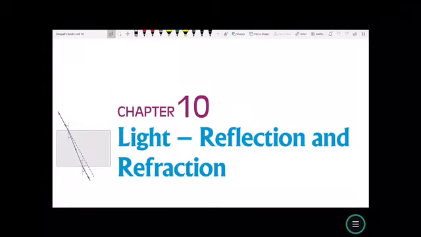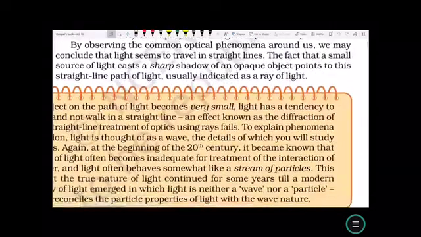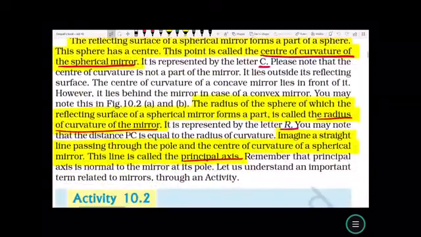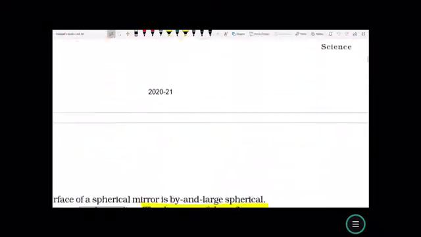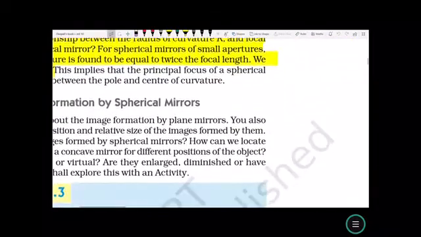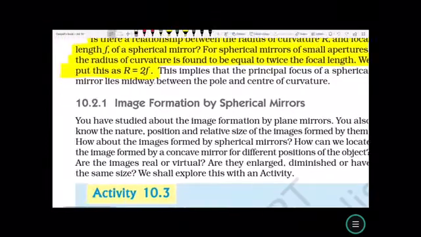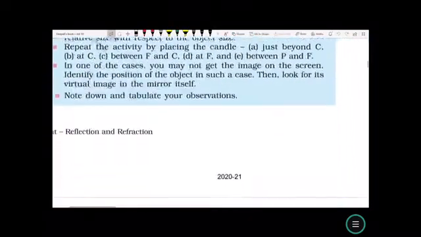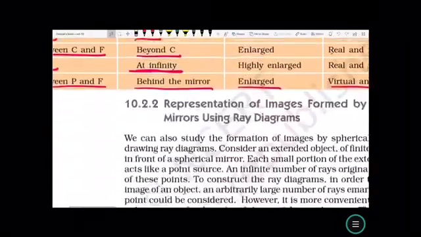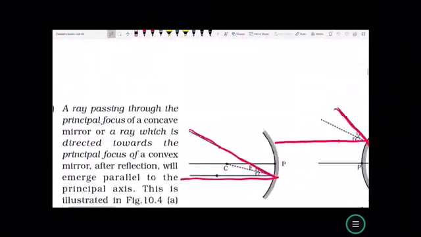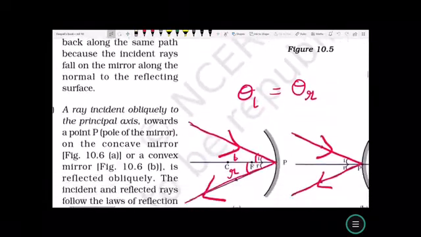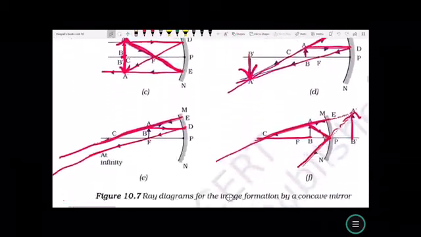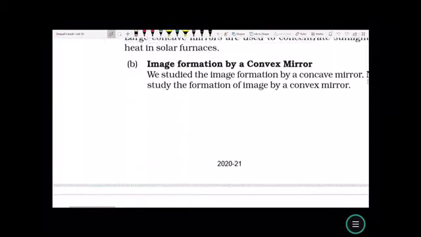Chapter 10, Light, Reflection and Refraction. Let us see what the characteristics of the image formed by a convex mirror are. In the previous session, we understood the image formation and ray diagram for a concave mirror and the uses of concave mirror. Now let us understand how convex mirrors are helpful to us and what kind of image they form.